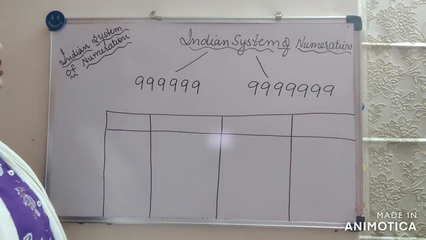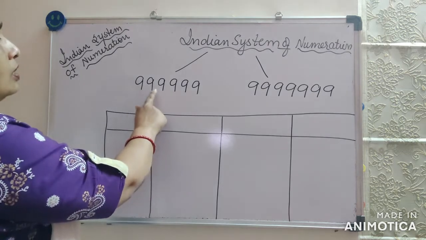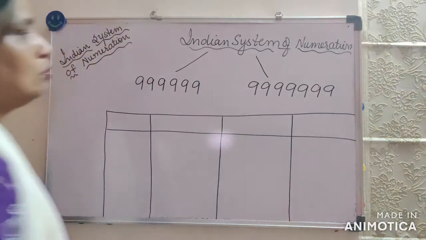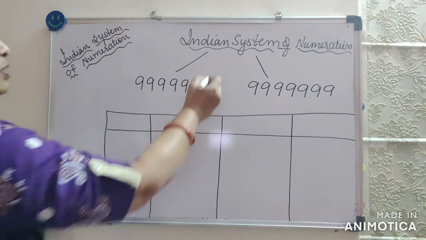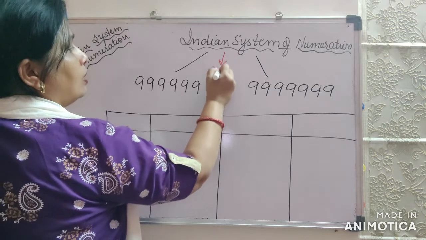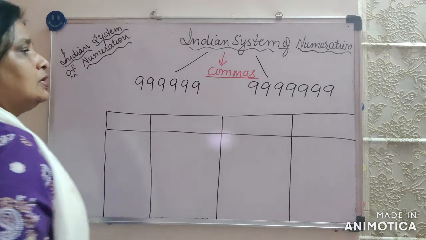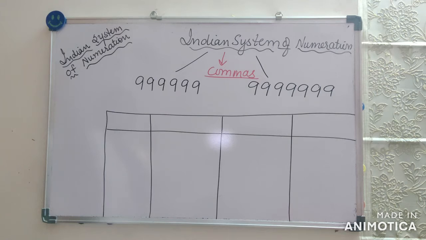Now children, let's see what the Indian system of numeration is. As I have given here, this is a 6-digit number and this one is a 7-digit number. If I ask you to read out the number, children, it will be very difficult for you to read it out. So what is the first thing you will have to do? For that, we just put commas, right? If we put commas in that number, it will be easy for us to read and write. So according to the Indian system, we will just put the commas.